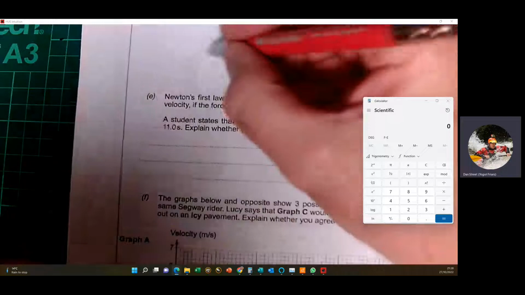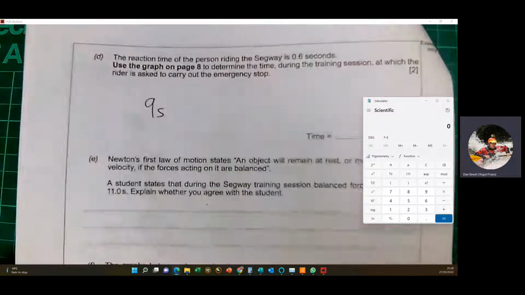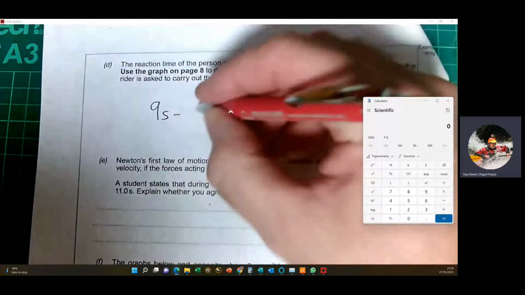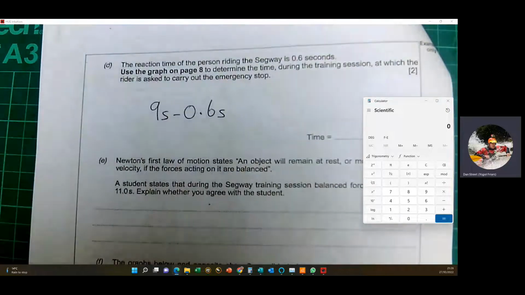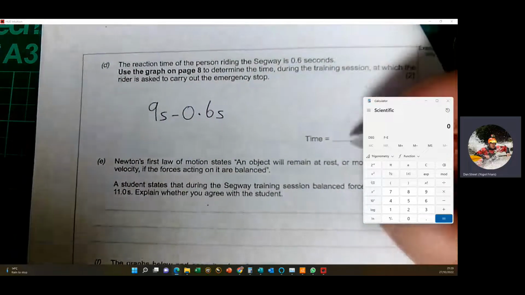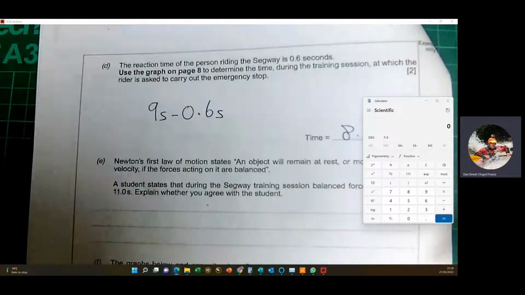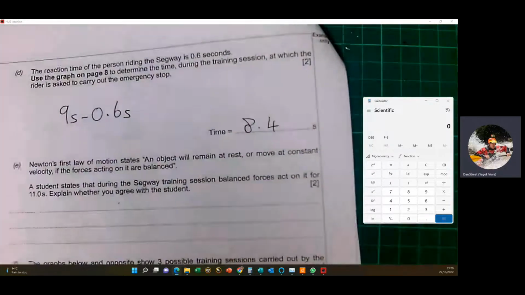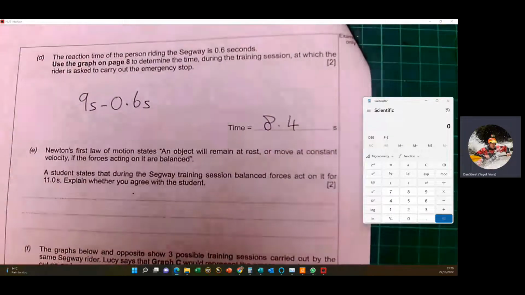we've got 9 seconds where we can see the Segway driver starting to stop. However, he or she was actually asked to do so 0.6 seconds prior to that, but it takes that long to respond. So the actual time was 8.4 seconds. Okay, so 8.4 seconds was when they were asked to stop. It took them 0.6 to actually respond.